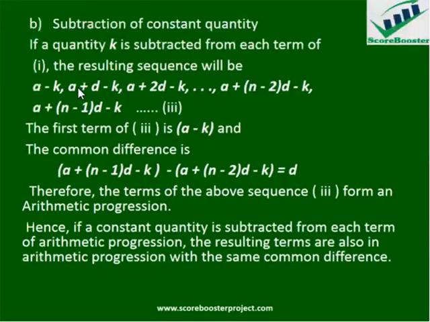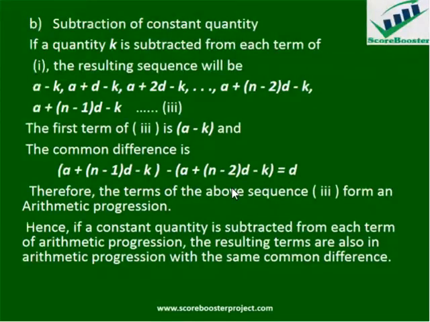To check if this sequence also forms an arithmetic progression, we check if it has a unique common difference. So we subtract the first term from the second, which should equal subtracting the second term from the third, which should also equal subtracting the (n minus 1)th term from the nth term. So a plus d minus k minus (a minus k) gives d. Also, a plus 2d minus k minus (a plus d minus k) also gives d. And also, a plus (n minus 1)d minus k minus (a plus (n minus 2)d minus k) also gives d.